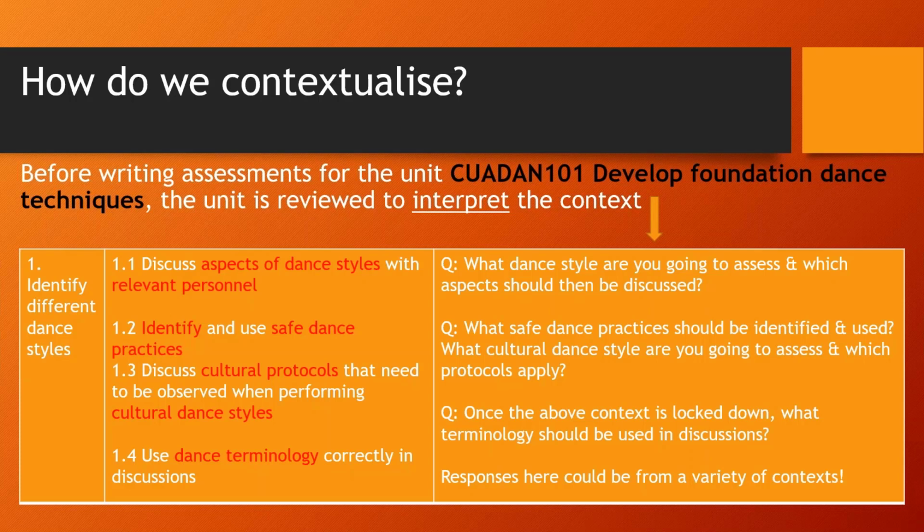And they would probably want to know what those aspects were. So for a different dance style, you may have different aspects of things that would be discussed that would let you know that someone was across that topic. So these are the sorts of questions that you have to ask when you are interpreting a unit of competency to make sure the context has been identified. So the next one was what safe dance practices should be identified and used, and what cultural dance style are you going to assess about those protocols.